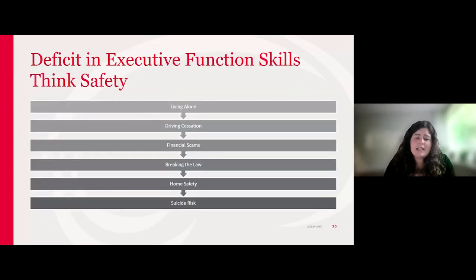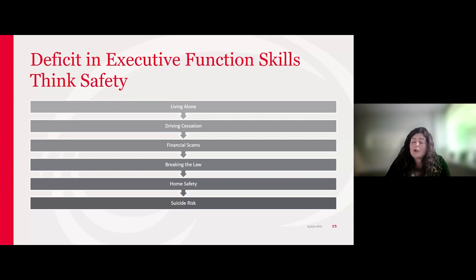So with deficits in executive functioning skills, what we really want to think about is safety. Is the person safe? Are they safe to still live alone? Should they be driving? Is driving still an appropriate thing for them? Are they prone to financial scams? Do we have to put things in place to protect finances or to protect the person? Are they breaking the law? Are they shoplifting? Home safety: are there guns in their home?